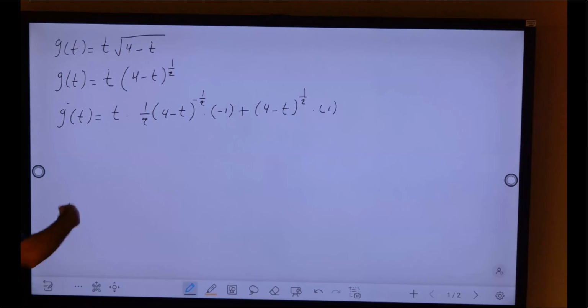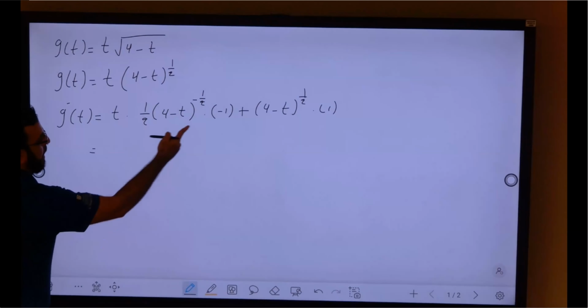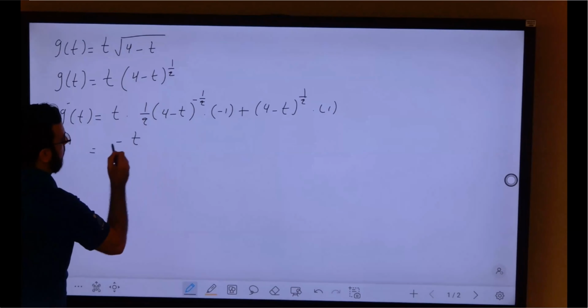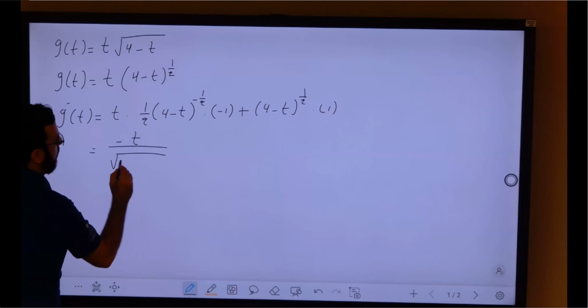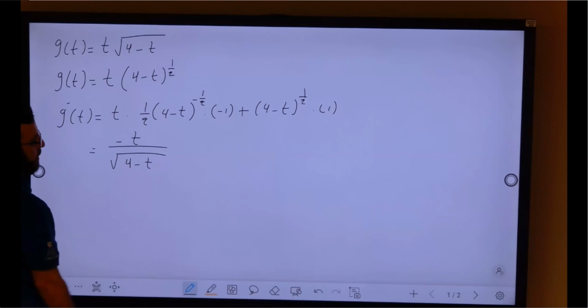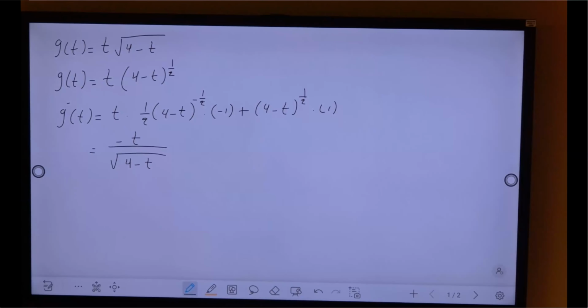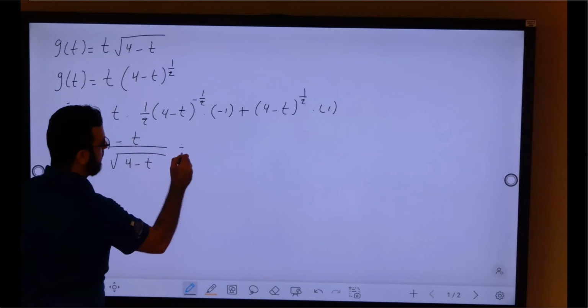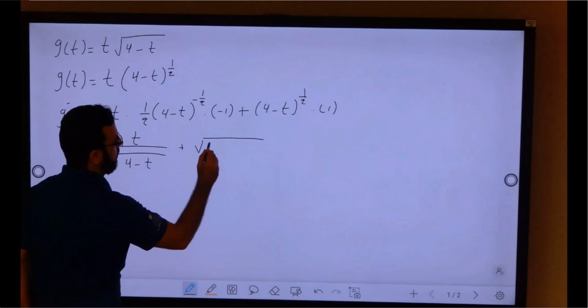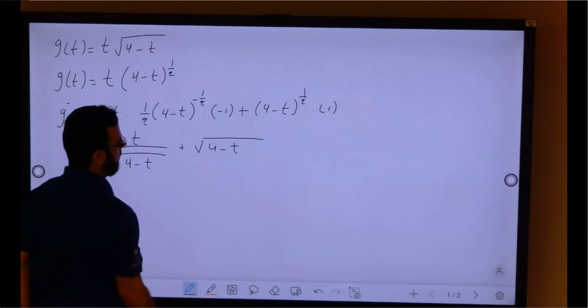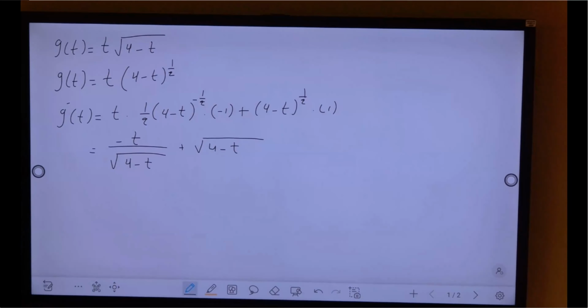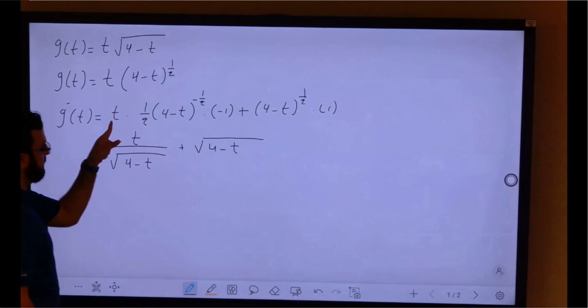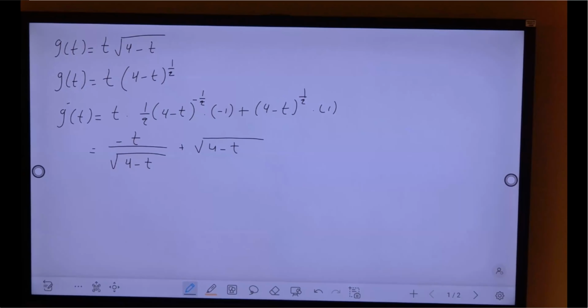Now let's just simplify it. Can I write this down as negative t over square root of 4 minus t, plus square root of 4 minus t? Yes? What do you think? Multiply the negative one with the half. That's why it's negative. Oh, yeah, that makes sense. Okay, and what's the next step?